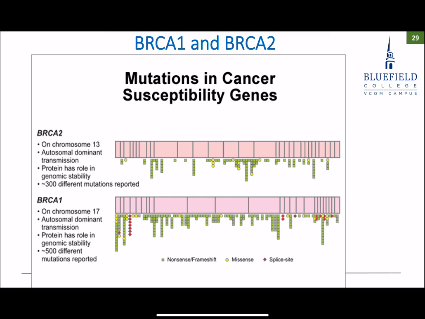This is a TSG that may mutate in pretty much any position. So you have these various mutations showing different mechanisms involved. It could be nonsense or frameshift, missense, or splice site mutations that inactivate the gene. So that was for BRCA1, and a year or two later, they discovered another gene, BRCA2, located on a different chromosome. BRCA1 is located on chromosome 17. BRCA2 is located on chromosome 13. And both genes have similar roles, so they function as DNA repair genes involved in genome stability. More than 500 different mutations were reported for BRCA1, and 300 different mutations were found in BRCA2.